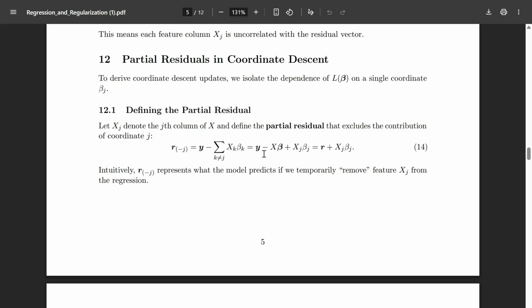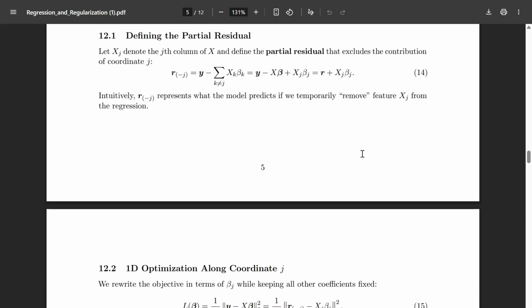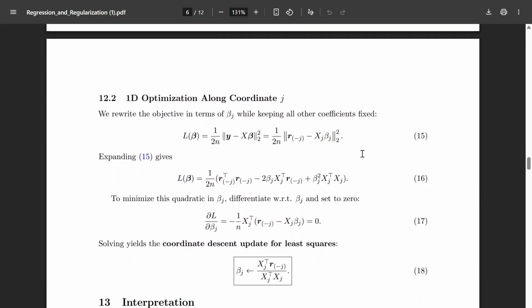Which basically is y minus x beta plus xj beta j, which is r plus xj beta j, right? So this is just simple math. So what do you do when you try to optimize along one particular coordinate? Then you can write it in this form. Let's say this is the entire loss function. You can write it in this form, right? 1 by 2n, r minus j minus xj beta j.